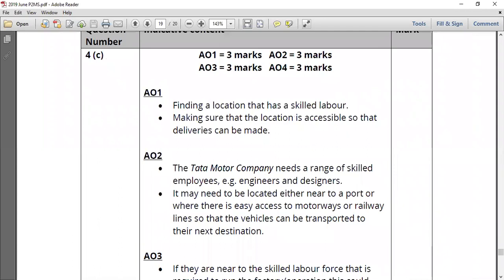AO1, 3 marks. You can see AO1 is the application knowledge part. AO2, application, another 3 marks. AO3, analysis, 3 marks. AO4, 3 marks. You can see AO1, the knowledge part.